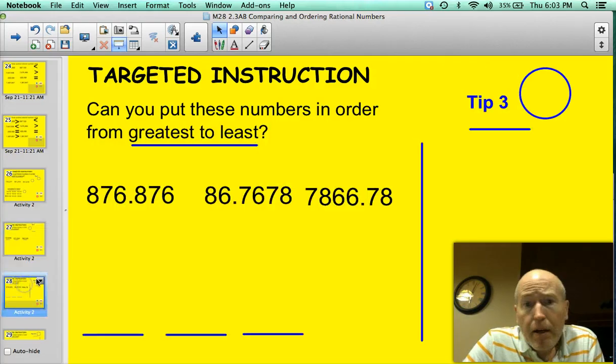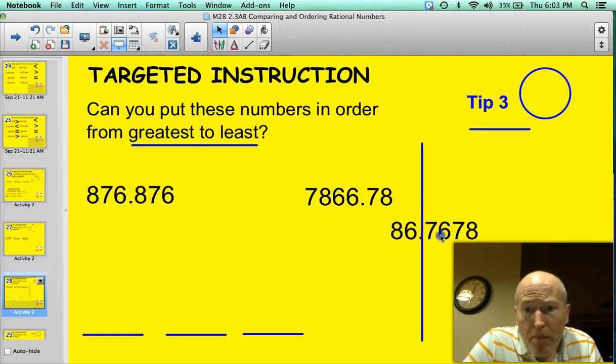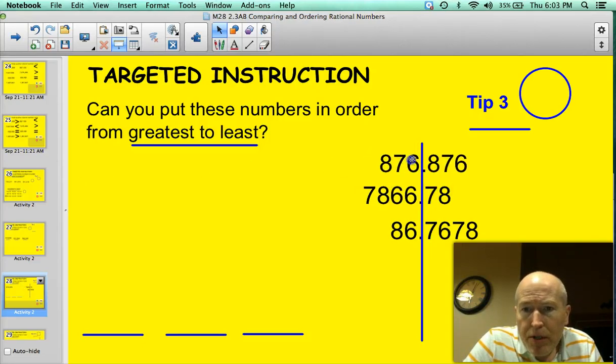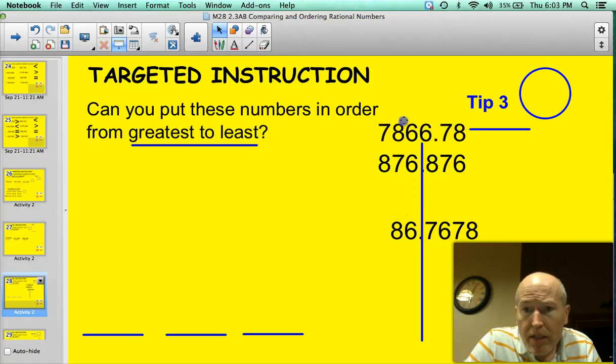All right, another tip, using a bar like this to line up your decimals. Here I got some numbers with decimals, so at this point, just take and throw them on there and line them up by the decimal. When you do this, it's pretty easy to see where the big numbers are and where the small numbers are. So we're going from greatest to least. So this one is obviously bigger.